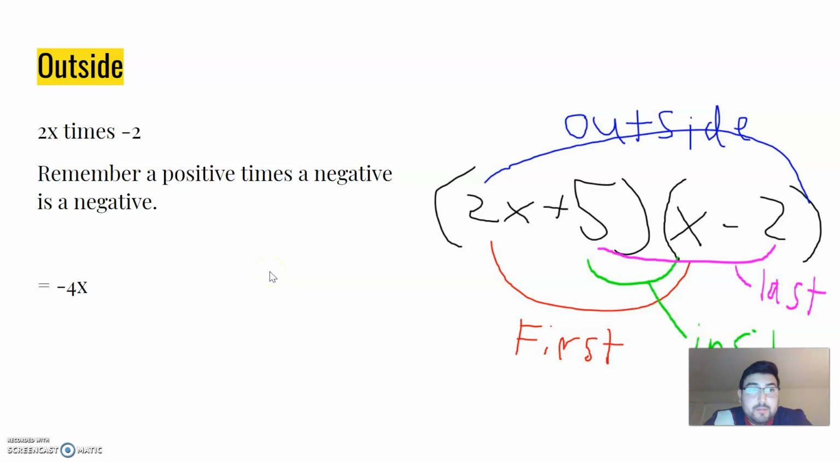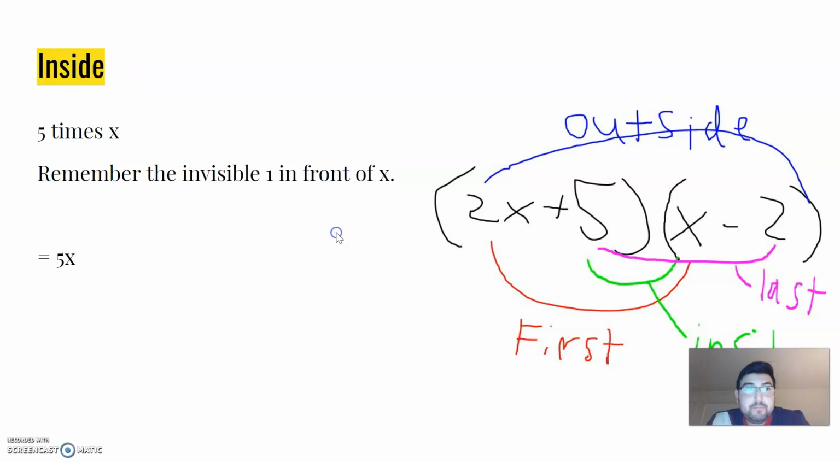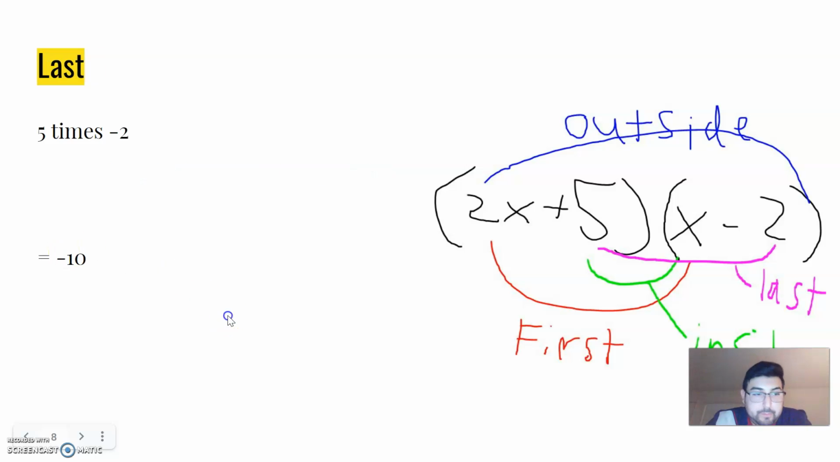Outside, 2x times negative 2. Remember that a positive times a negative is a negative, so it all gets tainted as soon as you see a negative, which would equal negative 4x. Inside, it's 5 times x, these two terms right here, a number and a variable. Always remember that in front of x is an invisible 1. I know you can't see it, but it's always 1x. So 5 times 1x is 5x.